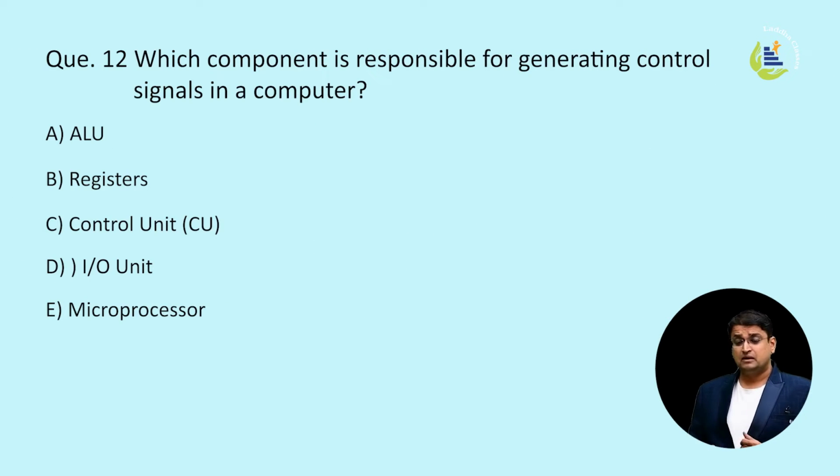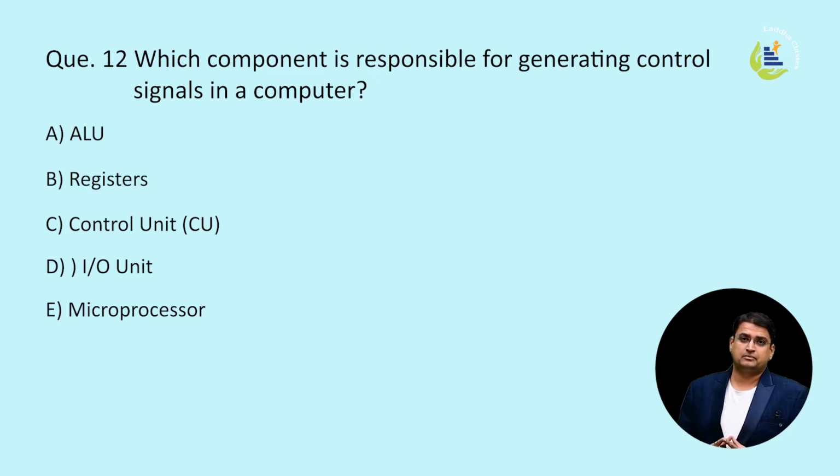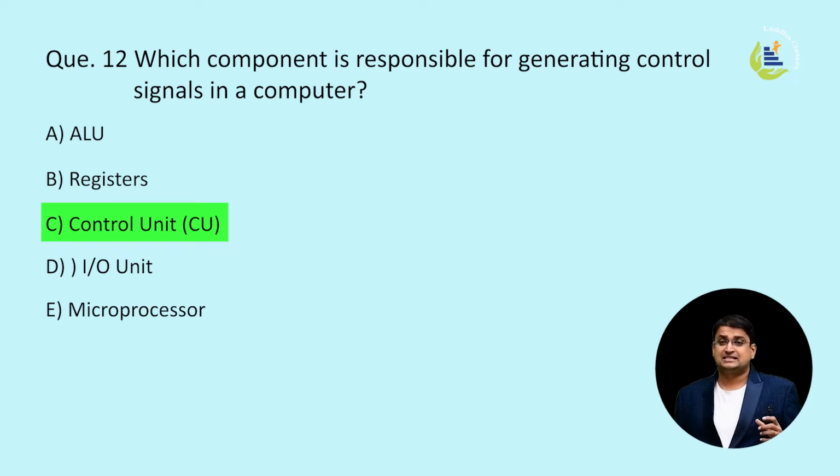Question 12. Which component is responsible for generating control signals in a computer? Options are ALU, registers, control unit, input-output unit, microprocessor. Correct answer option is C, control unit.